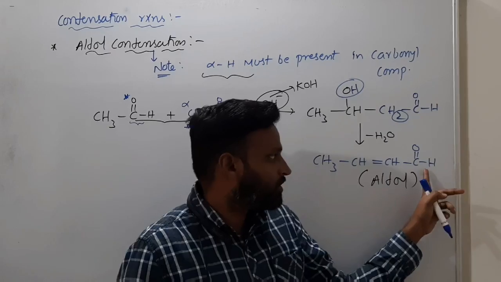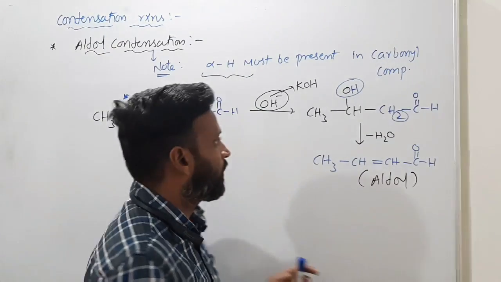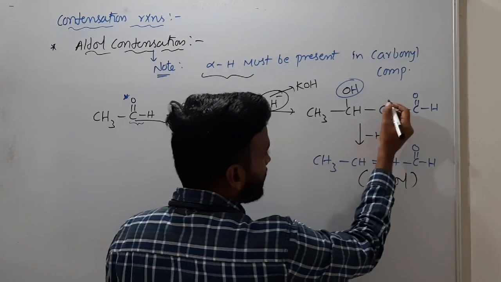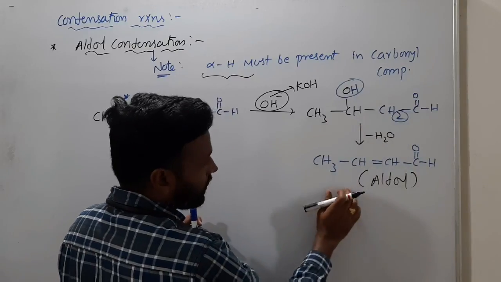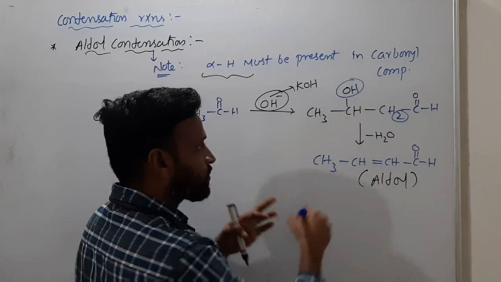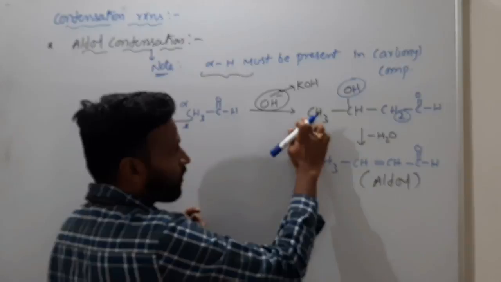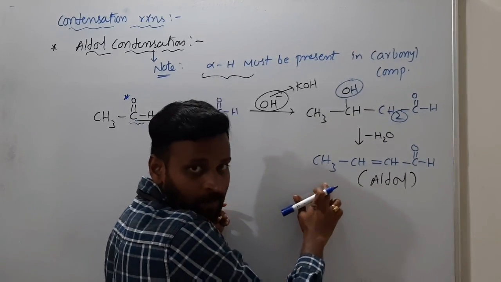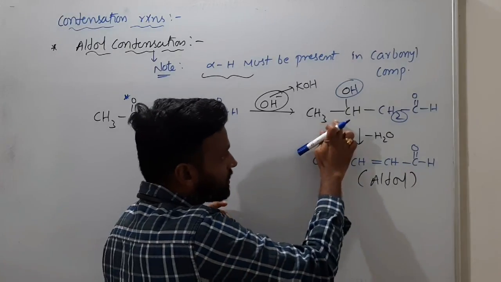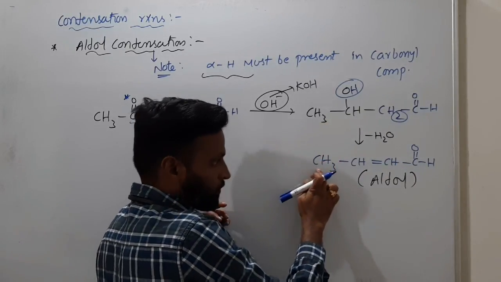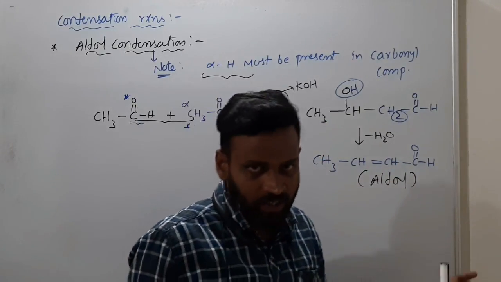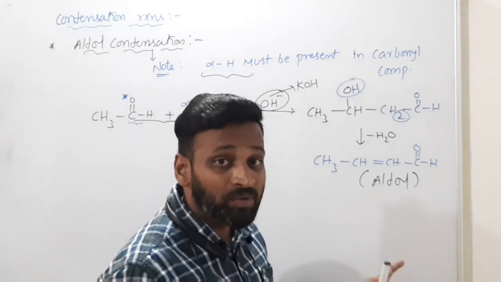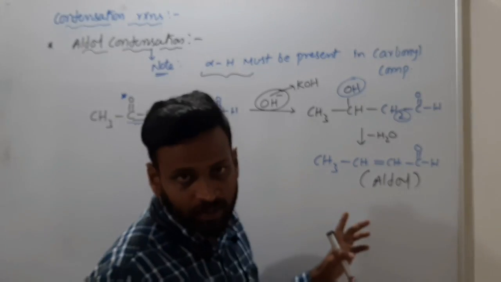This product's commercial name is aldol. But the original name, what forms before aldol, can also be given in the options. If both are there in the options, you have to say the final product. If this is in the options and this is also in the options, and both A and B are given, you can say both A and B. But if they ask for the final product, then this is the final product.